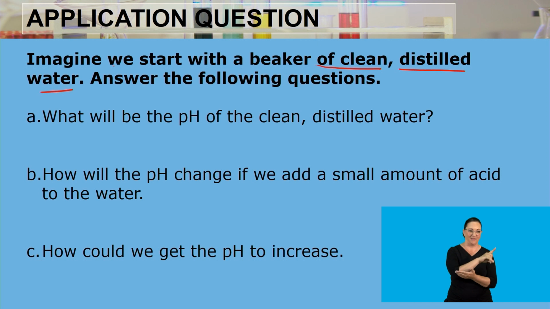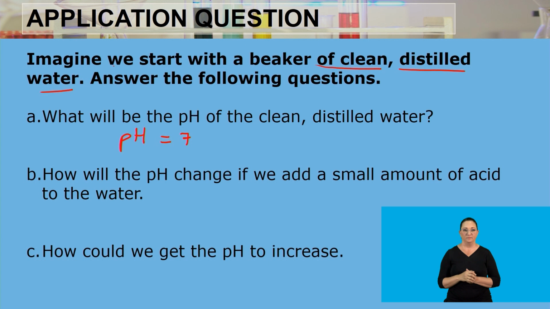We know distilled water has a pH that is equal to 7 because it's neutral. It's neither acidic nor basic. So the pH of this substance is going to be equal to 7. Remember, when we are writing this, p must be lowercase and H must be a capital letter. So it's a small letter p and a capital letter H to show the pH. So the pH of the clean distilled water is 7.